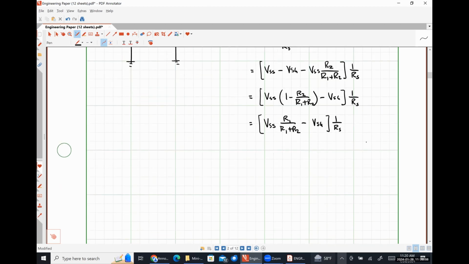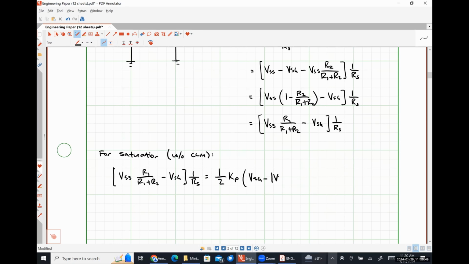So for saturation, without channel length modulation, we have VSS times R1 over R1 plus R2 minus VSG, all times 1 over RS, is equal to 1/2 KP times (VSG minus the absolute value of VTHP) quantity squared.